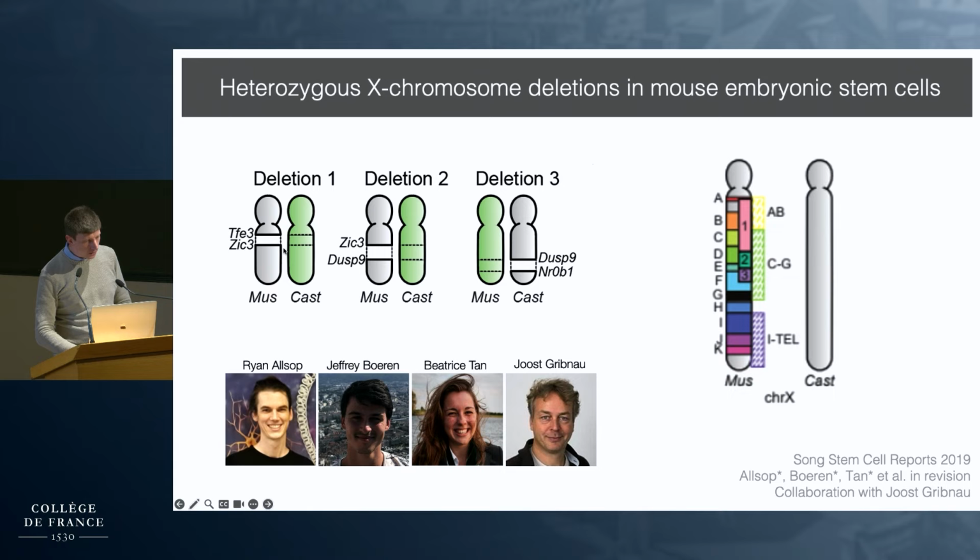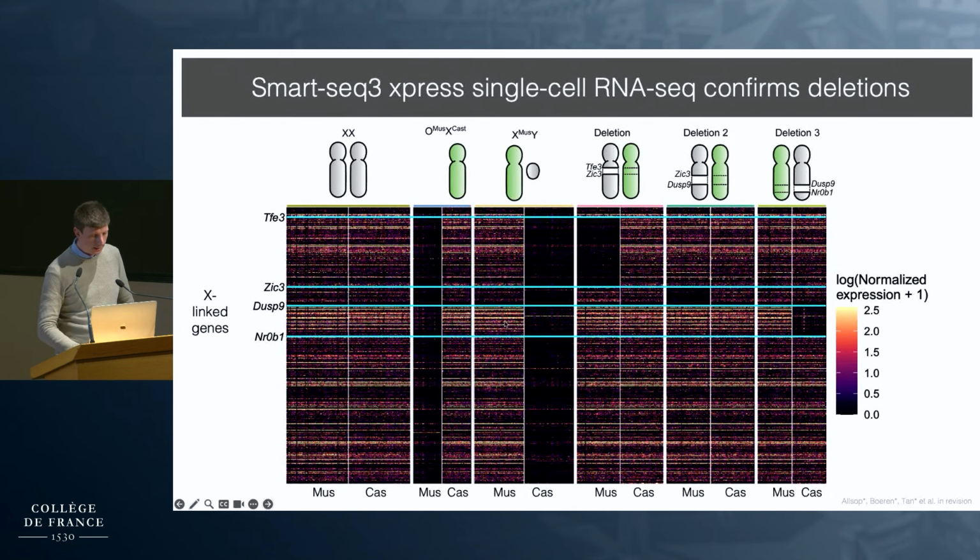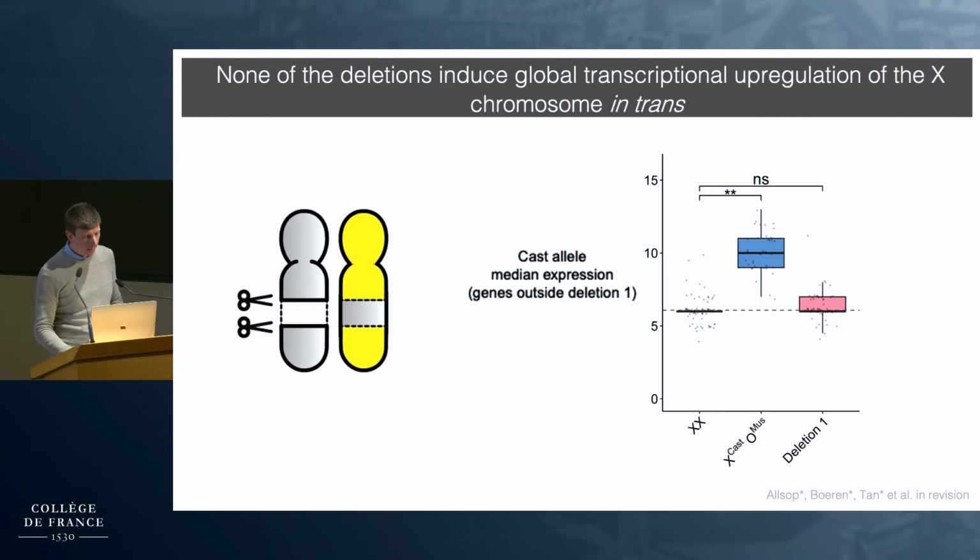So what we did is we took mouse pluripotent stem cells with two active X chromosomes and deleted one of the two large fragments on one of the two X chromosomes. So we had 3 deletions. Joost's lab has comprehensively made tens of deletions. And we subjected the cells to allele-specific single-cell or bulk RNA-seq, and can now analyze the impact of deleting one piece of a chromosome on gene expression on the other allele.